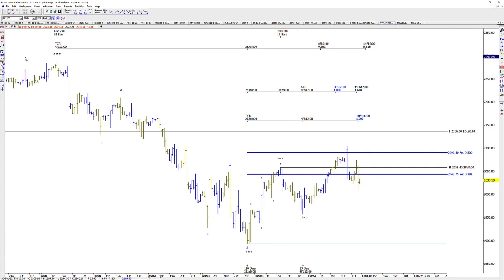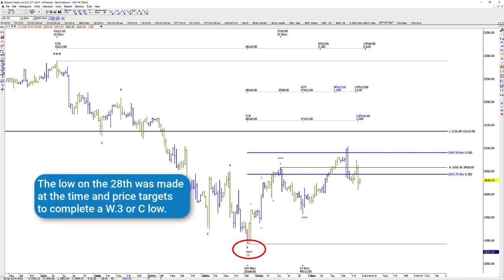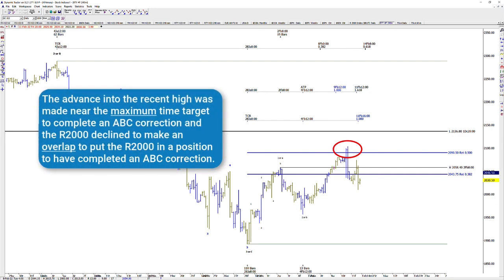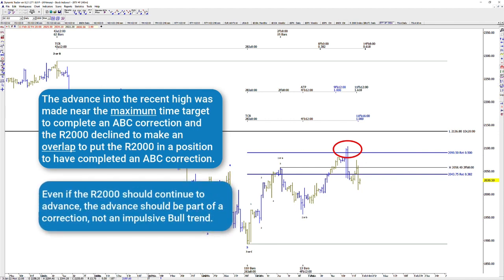I do know that we've had a potential 1 or A, 2 or B, 3 or C, with 2 clearly defined impulsive trends down, in which the low on the 28th was made 1 trading day from the high probability time target to complete at least a daily low. What I do know is we made a nice 1 section up, 1 section down, a 1 or A, 2 or B, and we've come right into the 38 to 50% retracement of this last advance.